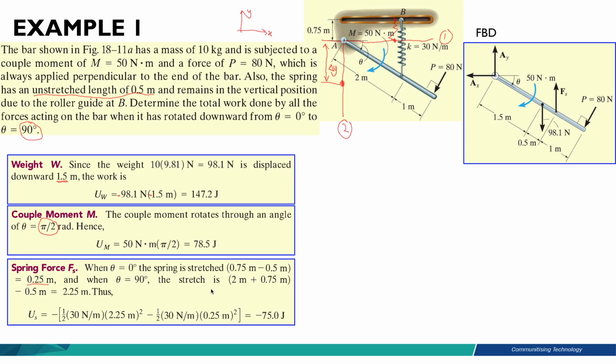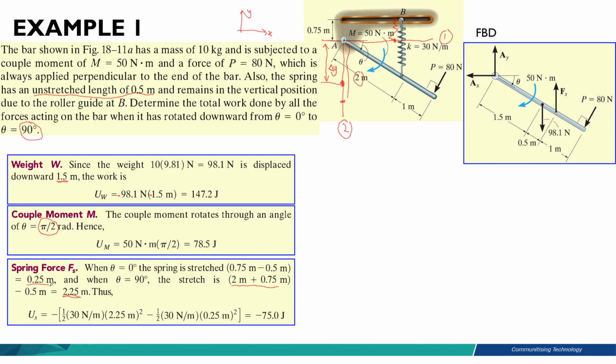And when theta equals 90, the stretch is now at this position. The spring is at 2 meters. So from here to point A is 2 meters. And then we have to add the distance up here, that is 0.75. So in total we have 2 meter plus 0.75. This is the length of the spring, and we have to subtract the unstretched length of 0.5. Therefore, S2 becomes 2.25 meter.